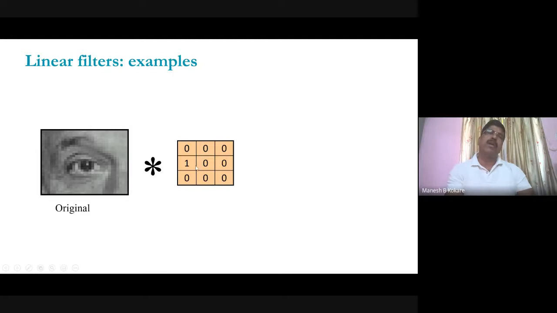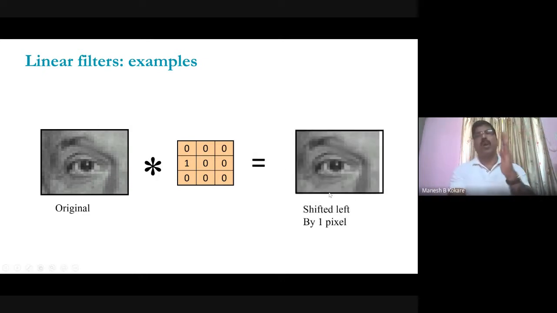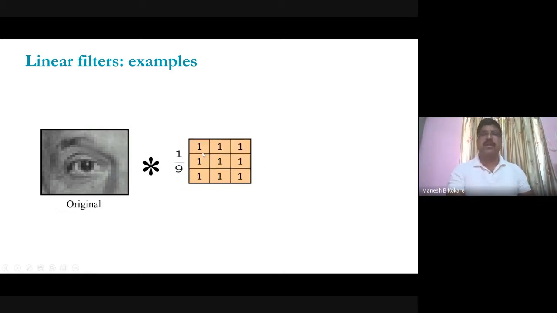What will happen if you are convolving this one? Your image will be just shifted by 1 pixel. See that the image is just shifted by 1 pixel to the left, right? If you want to shift the image to the right by 1 pixel, then the mask should have 1 here, and the rest of the pixels should be like this. That way you can do it.